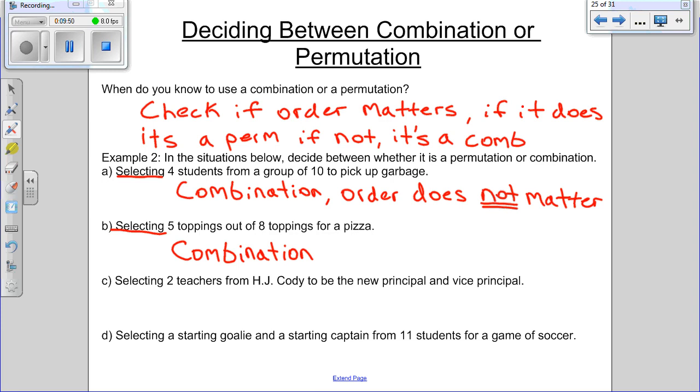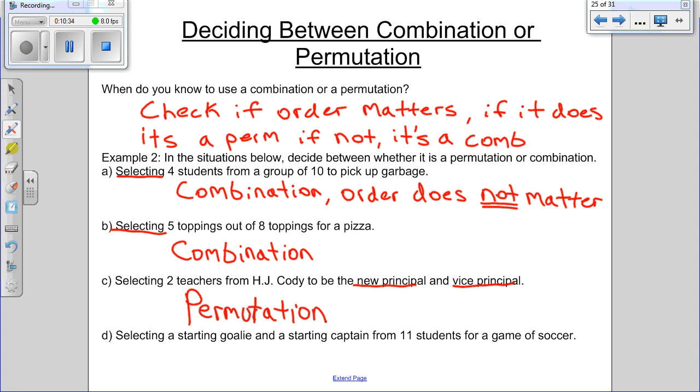Because this next one, I'll say, select 2 teachers from HG Cody to be the new principal and vice principal. They've selected two people to be administrators, but then they gave them roles. So when they give them roles, all of a sudden it matters how you're selecting them, right? So in this case, order does matter. It's a permutation. If you pick me and Ms. Shaw to be the administrators, me being the first person picked and being principal, and then her being vice principal, is different than the other way around. So if you pick her first and then me second. So order does matter, permutation.